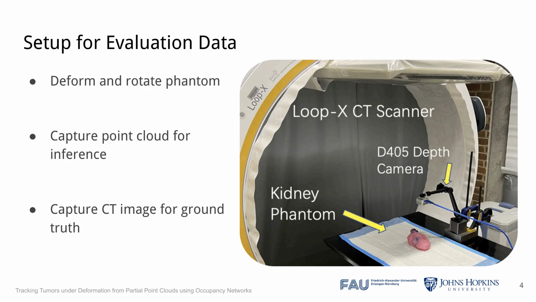To measure how well our system is able to estimate the position of the tumors and the orientation of the kidney, we use a setup shown on the right. To create the dataset used in the evaluation, we deform and rotate the kidney phantom. We then capture a surface point cloud using a depth sensor, which will be used as the input to our occupancy network. Additionally, we capture a CT image to obtain the ground truth shape of the phantom.